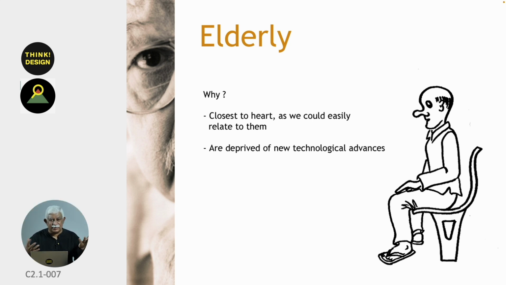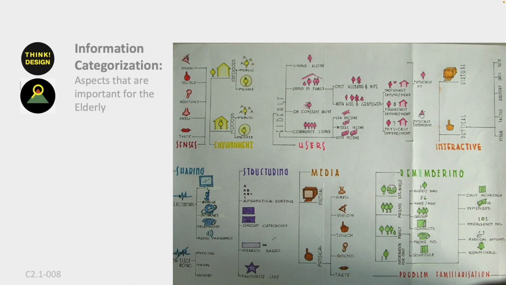The reason they took elderly was that they said they are very close to their heart and they can relate to them, and the perception was that the elderly are also deprived of new technological advances. So, that was the reason.